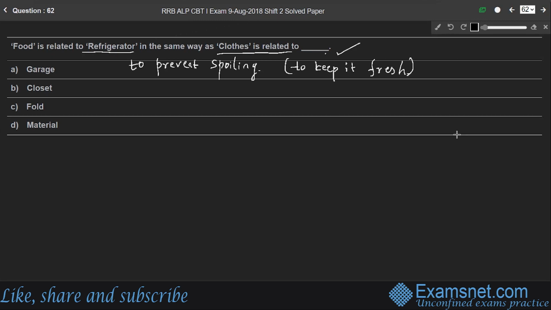Similarly, clothes are kept inside a closet, right? So option B is the right answer. From dust and damage, clothes are kept in a closet, right? So clothes are related to closet. Option B is the right answer.